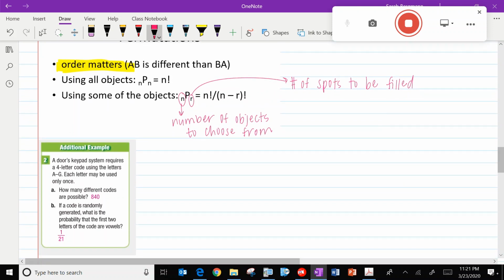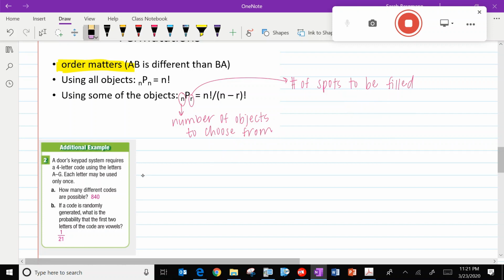So like in your phone pin, let's say that you're talking about just a normal 0, 1, 2, 3, 4, 5, 6, 7, 8, 9. That would mean that there are 10 different options because 1 to 9 and 0. There are 10 different numbers to choose from. And let's say your pin is 4 numbers. That means that there are 4 spots to be filled. So n would equal 10, r would equal 4 in that case.